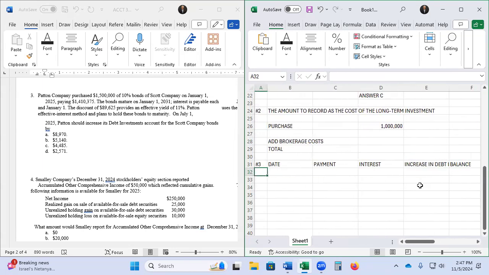Okay, so if we take a look at this, it says that the company purchased 1.5 million of 10% bonds on January 1, 2025, paying 1,410,375. The bonds mature on January 1, 2031. Interest is payable each July 1 and January 1. The discount of 89,625 provides an effective yield of 11%. Patton uses the effective interest method and plans to hold these bonds to maturity.